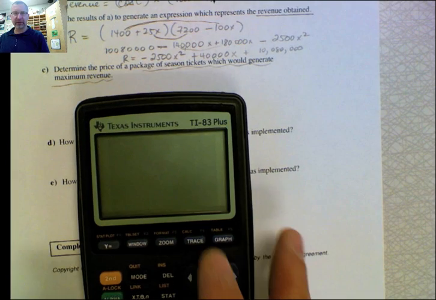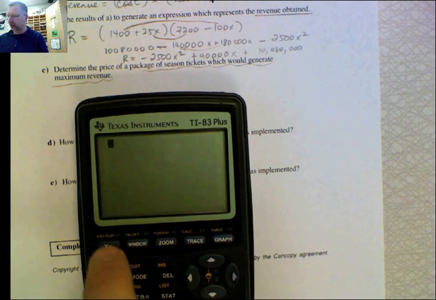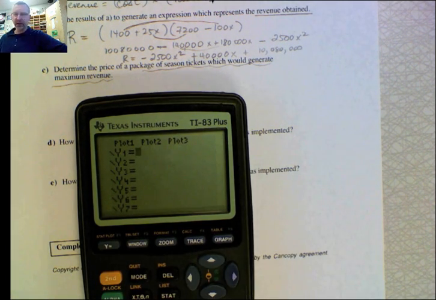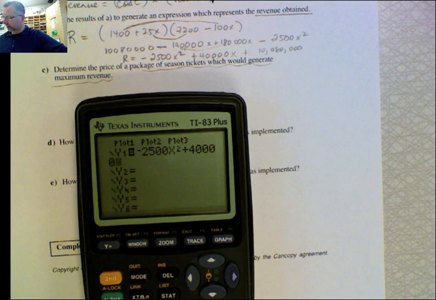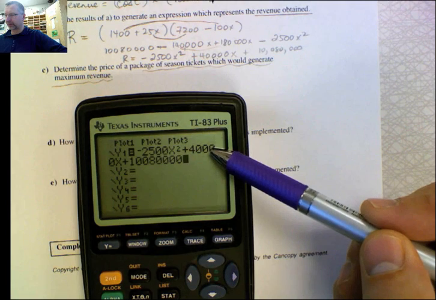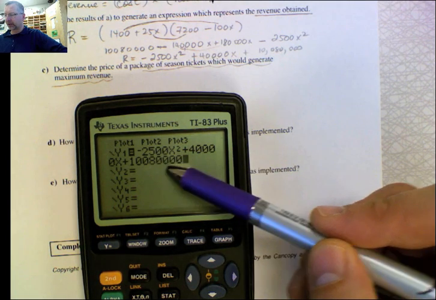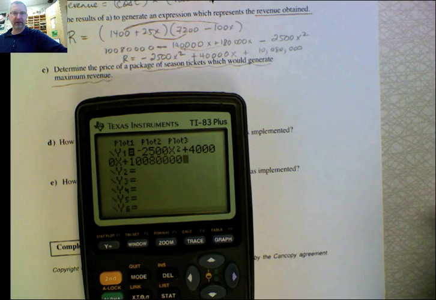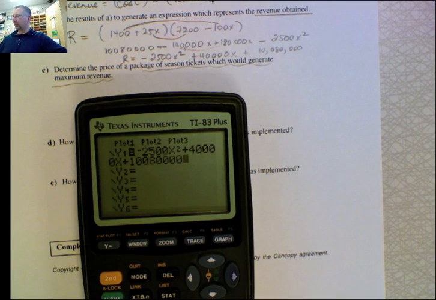So what we're going to have to do is we're going to have to graph our equation to start with to be able to solve this. So it's negative 2,500x squared plus 40,000x plus 10,080,000. Okay, so double check. Make sure you got the right number of zeros in 40,000, the right number of zeros in 10 million and 80,000.